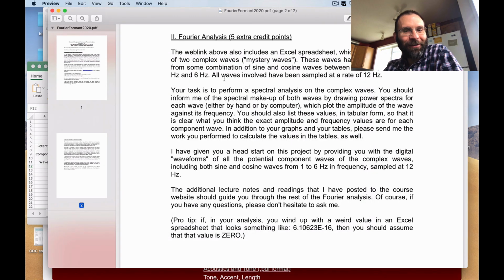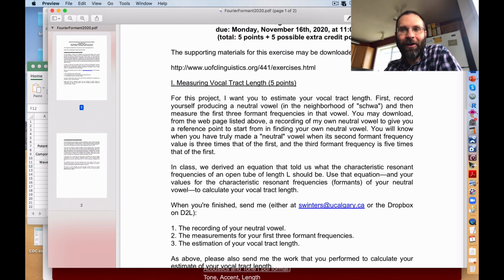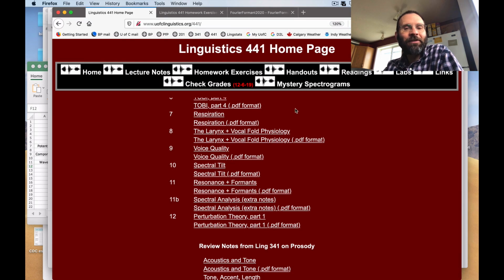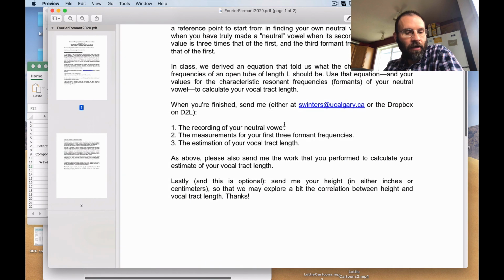And I'm going to tweak a little bit of this language here to make it match up with what I just told you, but otherwise I think that's what you need to know for this assignment. Send me your answers by email or through the D2L Dropbox, and that's it. Have fun.